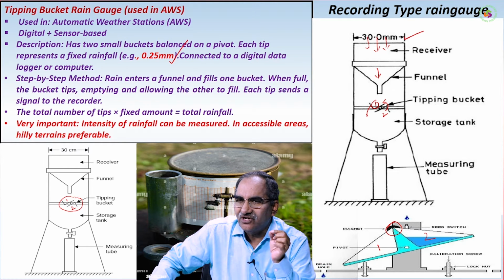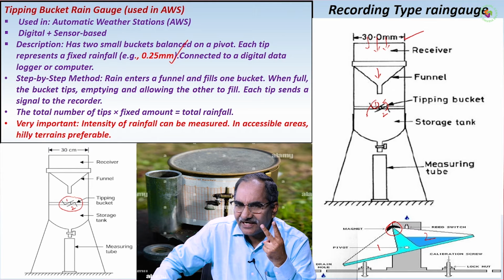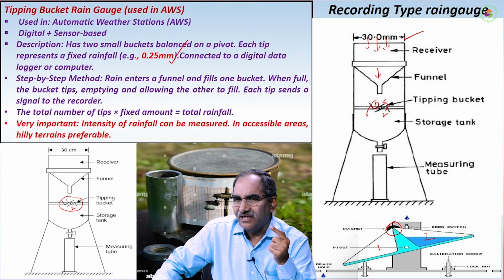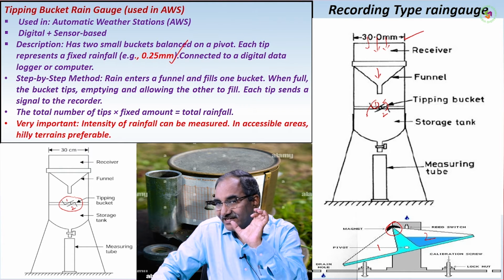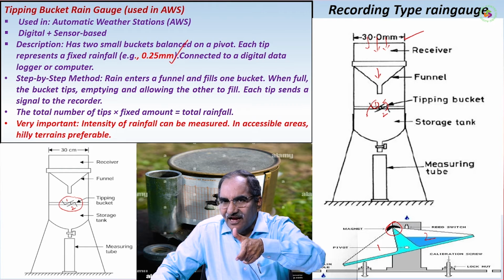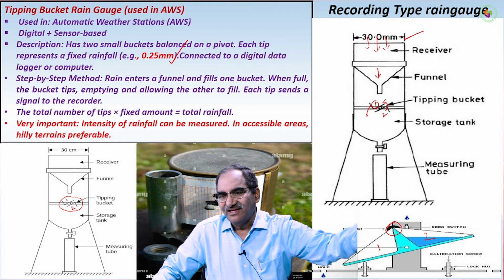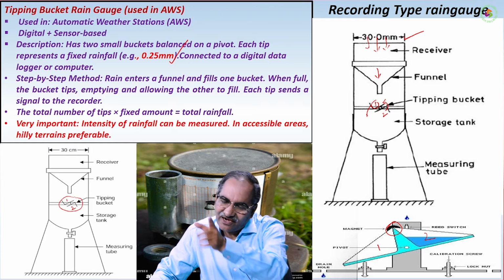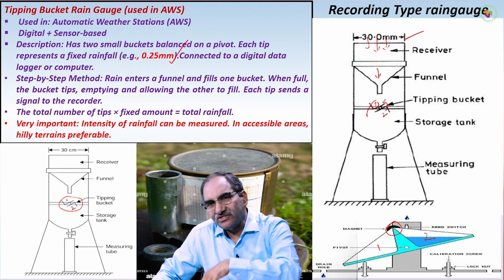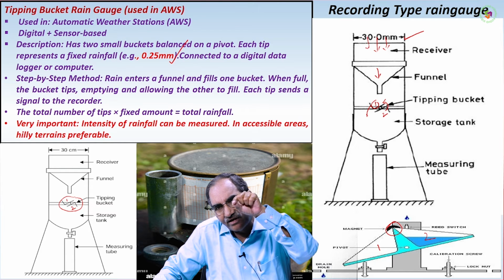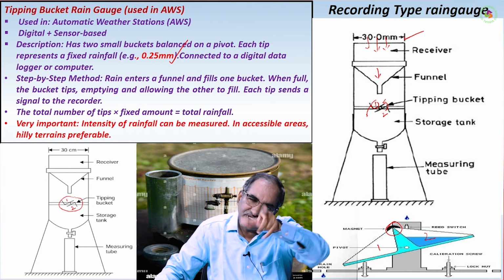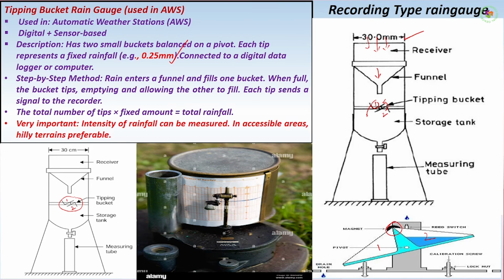In this you should remember there are 2 buckets. Each bucket, once it reaches 0.25 mm of rainfall, that is how it is calibrated, it tips and the tip is recorded. Then the second one comes into picture, again 0.25 mm, and these 2 tipping buckets are connected to a pivot through which they move in that direction. So this is the second one.